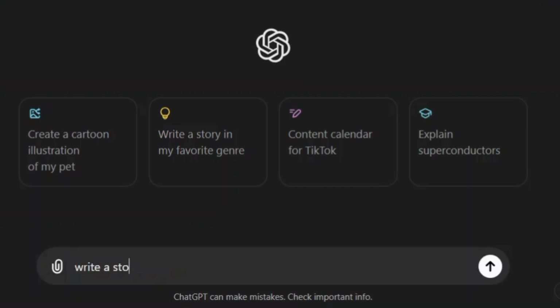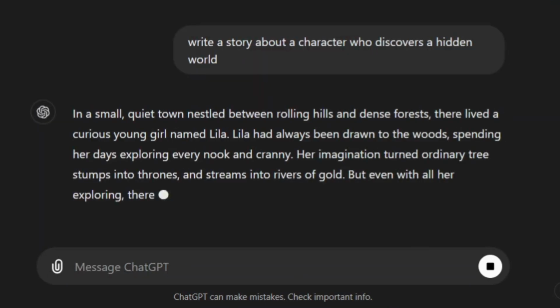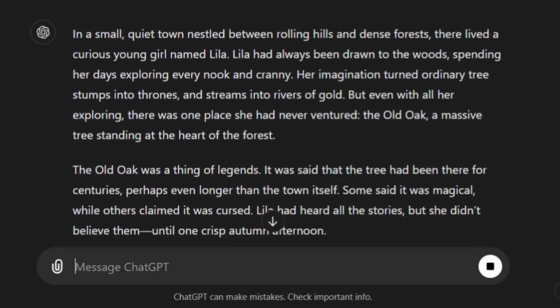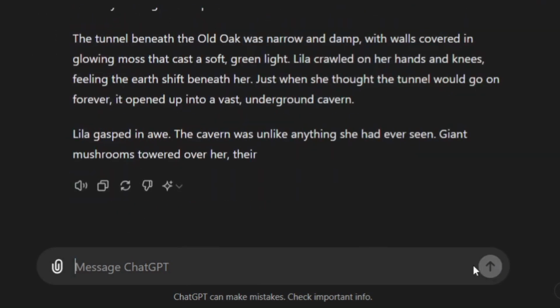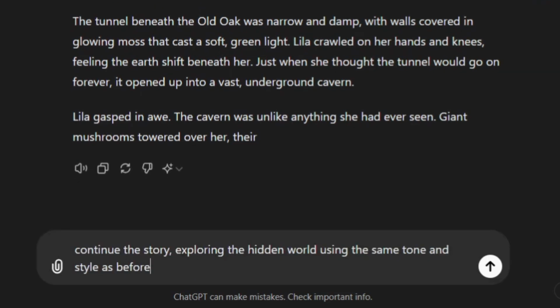For example, an initial prompt is: write a story about a character who discovers a hidden world. So, this is the ChatGPT output, and we should stop this. Our follow-up prompt is: continue the story exploring the hidden world using the same tone and style as before. In this case, we stop this.